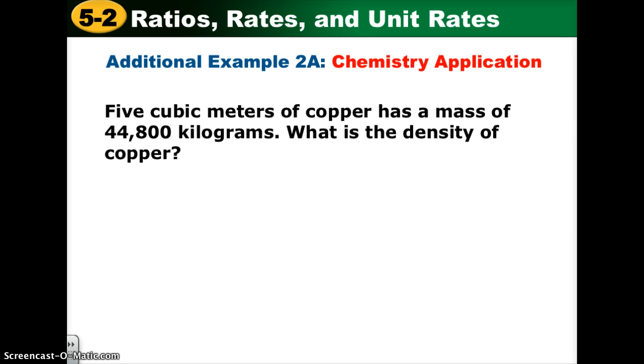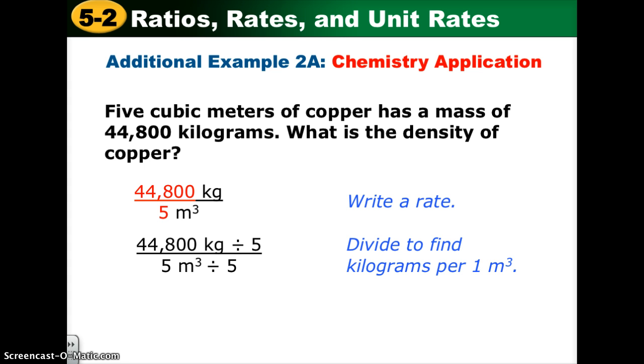Five cubic meters of copper has a mass of 44,800 kilograms. What is the density of copper? Density is a rate of mass over volume, and volume is always measured in cubic something, cubic meters, cubic centimeters, whatever. Mass would be grams, kilograms, and so on. So our mass is 44,800, and our volume is 5. Now if you're looking for the 5, notice that first word in the sentence. To get the unit rate, we simply divide those numbers by 5. 8,960 kilograms per 1 cubic meter.